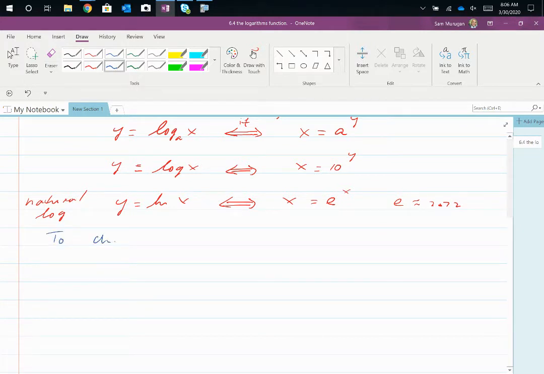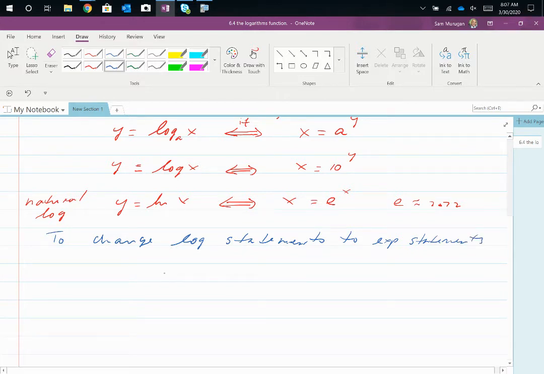To change logarithm statements to exponential statements, which is necessary for many of the problems that we do, we use the principle y is equal to log base a of x if and only if x is equal to a to the power y.